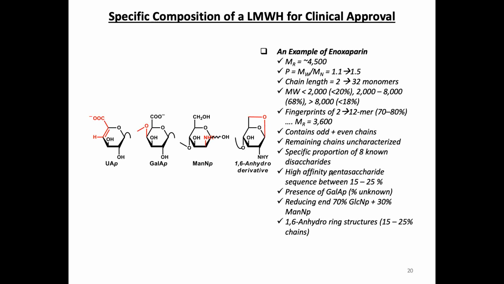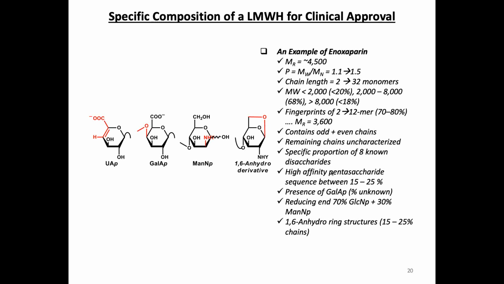Within this, the proportion of chains less than 2,000 constitute 20% of chains. Between 2000 and 8000 constitute 68% of chains. And chains greater than 8,000 constitute less than 18% of chains. Okay? These chains have a characteristic fingerprint in a particular technique called capillary electrophoresis, or LC, liquid chromatography. And they constitute 70 to 80%.